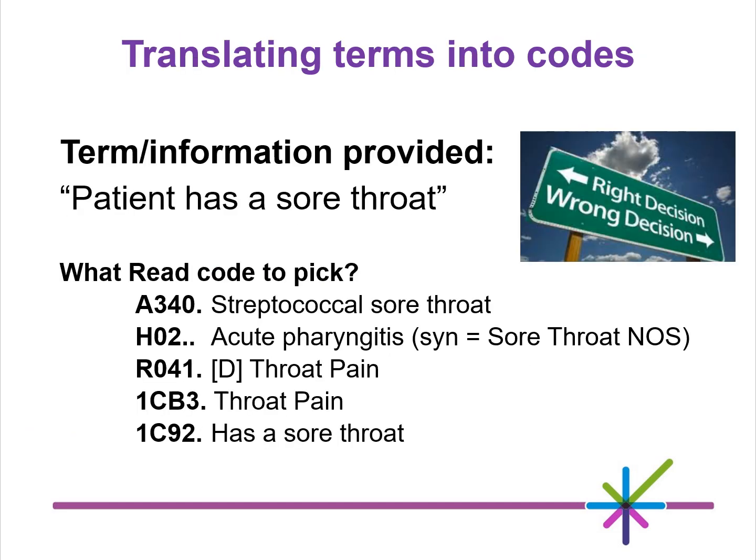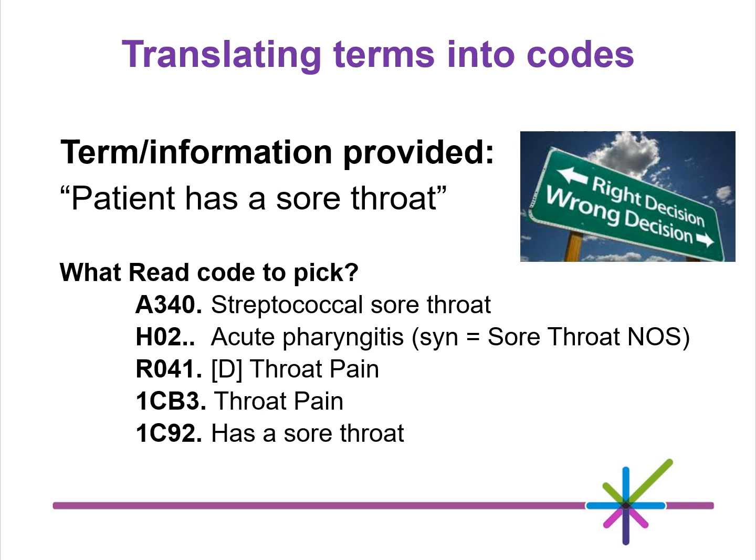Often, a clinical statement can be coded in different ways within READ. For example, the term "patient has a sore throat" could be recorded in different ways depending on the detail given by the clinician. This includes a variety of different code types. Let's see what READ codes we could apply. There are various different options available from a range of chapters within READ. Five are shown on the slide.